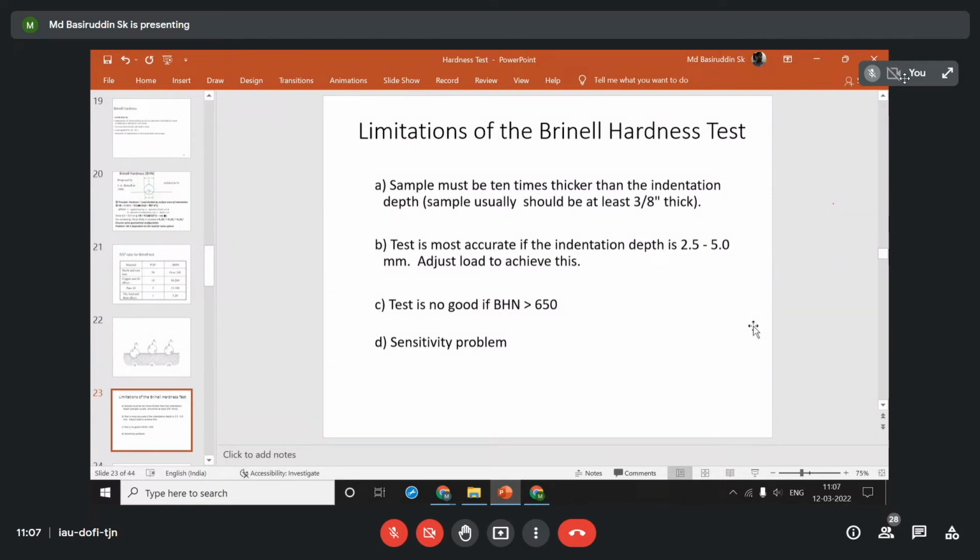If your surface is not smooth, if your surface is not properly clear, then there will be some error in measuring the small d. And the small d is very sensitive to change in the BHN number. Therefore, you need to prepare the sample surface following the standard metallographic process, where the surface should be very smooth and clean.